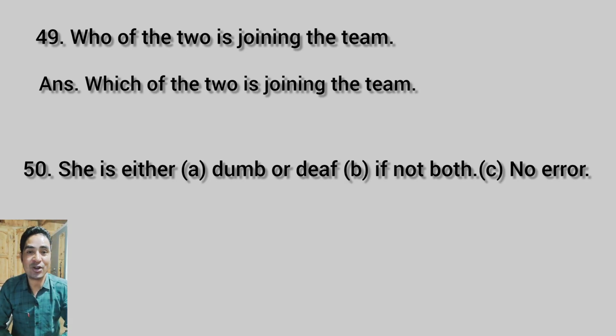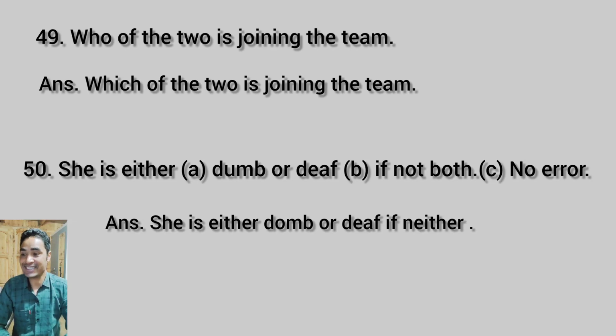Next, the last question of this session, the last question of the second practice set. "She is either dumb or deaf, if not both." As we have learnt, "both" stands for 2 out of 2. When we have to show 2 out of 2, in this case we use "both". But "both" is not used for a negative sentence. And "neither" stands for 0 out of 2, and "either" stands for 1 out of 2. So here the answer is "She is either dumb or deaf."